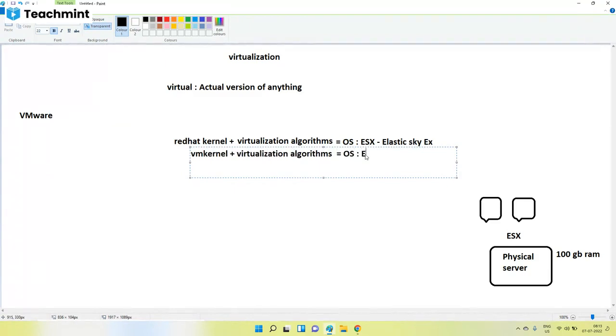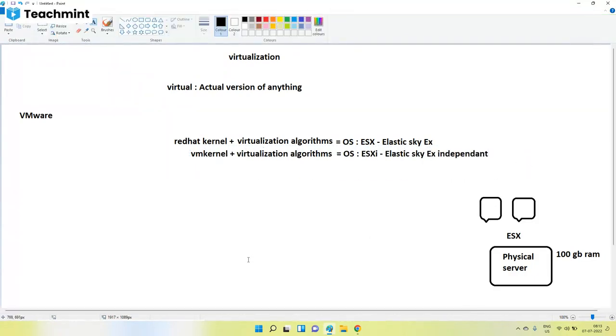So here they named this operating system ESXi: Elastic Sky X independent. Symbolically, they want to represent to the world that they are not dependent on Red Hat anymore, because they have their own proprietary kernel. I'll give you time to copy. So VM kernel is their own kernel, and they already had their virtualization algorithms. Together, they made an operating system, ESXi.